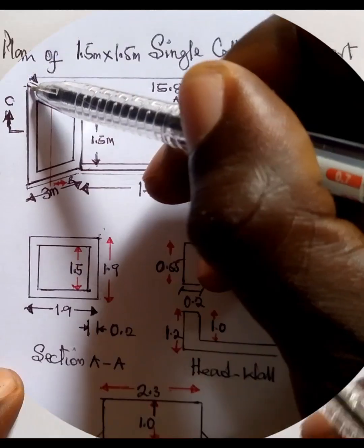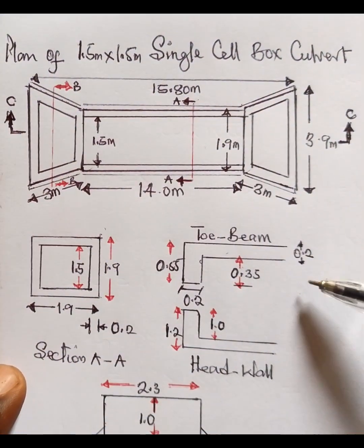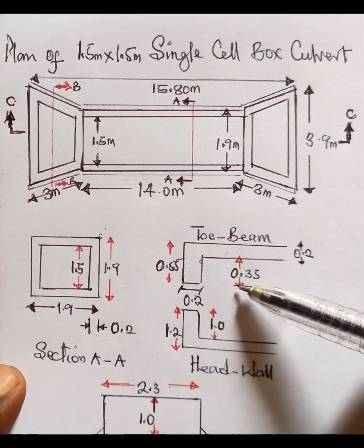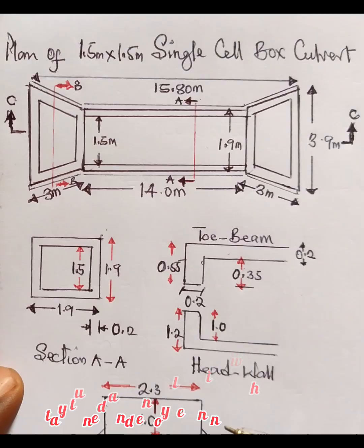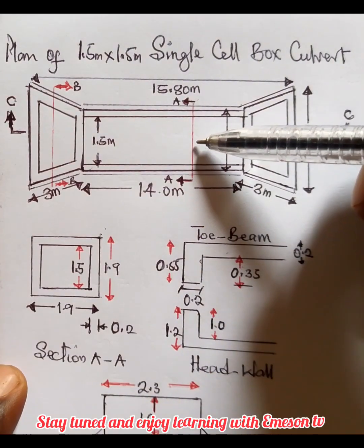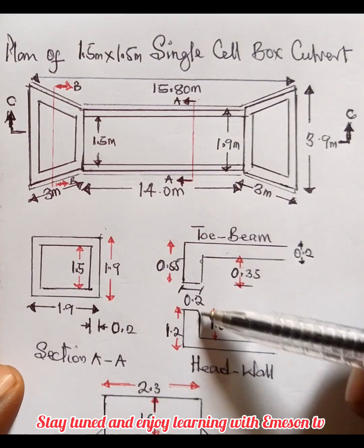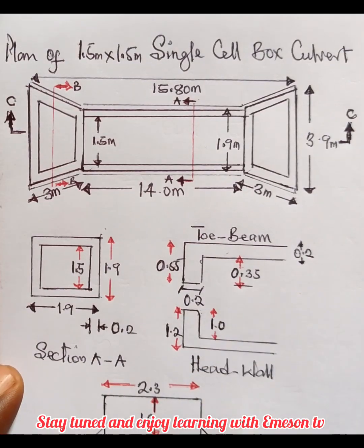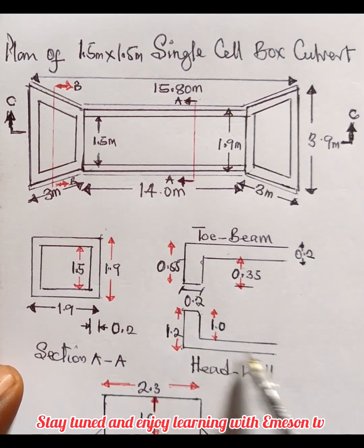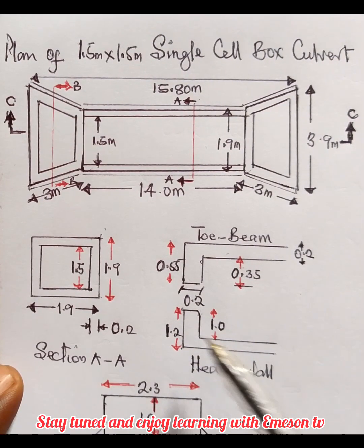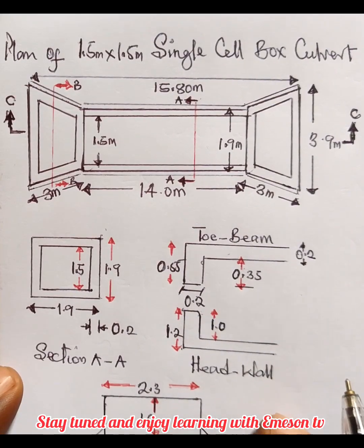You also will see at this point that runs from this point to this point, the tubing with the given dimensions. From here to here is 0.2, from here to here is 0.35, from here to here is 0.55 and 0.2. And also, if you're standing at this point, section AA, you also see the head wall projected in this form. From this point to this point is 1 meter. From here to here is 1.2, if you include the thickness of the deck. Here, the thickness of the head wall is 0.2.